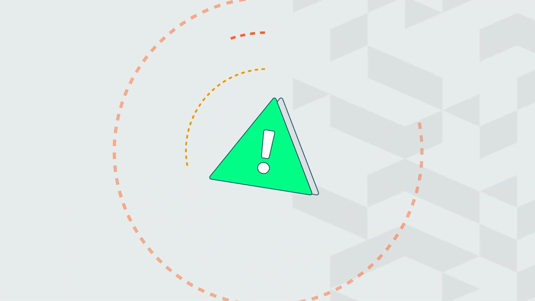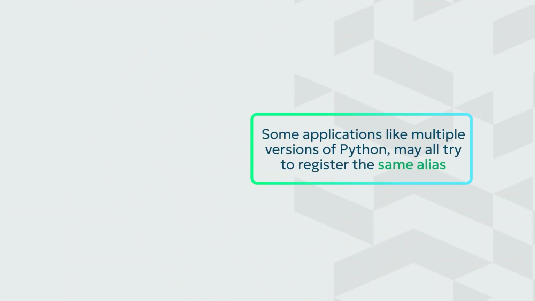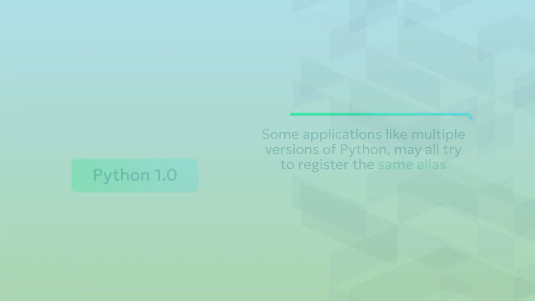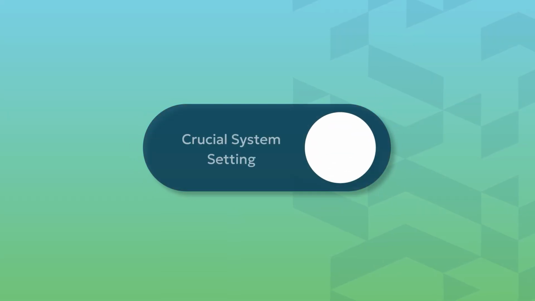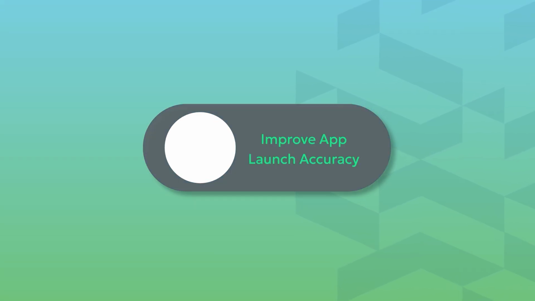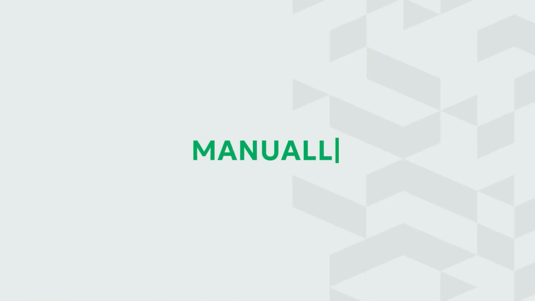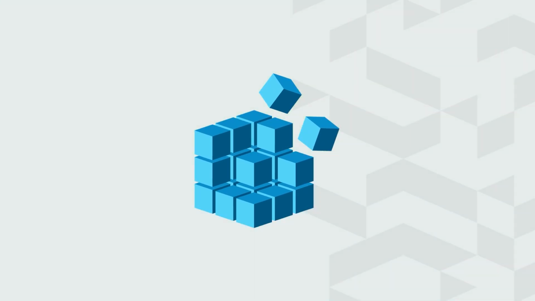But what happens when there's a conflict? Some applications, like multiple versions of Python, may all try to register the same alias. That's when toggling the right one off becomes crucial. Disabling unused aliases helps ensure the correct app opens every time. If you need more flexibility, you can manually create app paths using the Windows Registry editor.